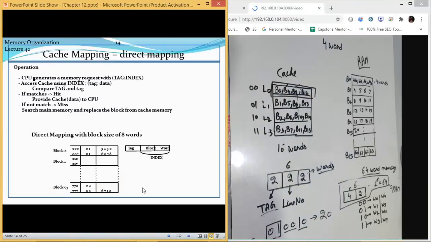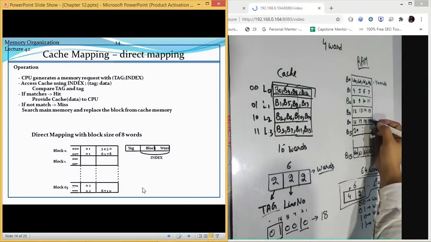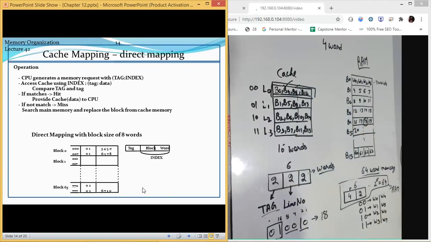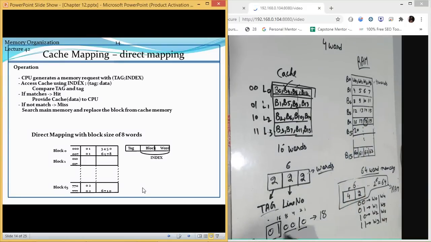So it should be 0, 1. Now if it is 0, 1, it is not 20. It is 18. Sorry, this is why it was a confusion. If it is 18, it is this one. Where is it present? It is in the B4 block. B4 block is present at line 0, and it is at line 0.